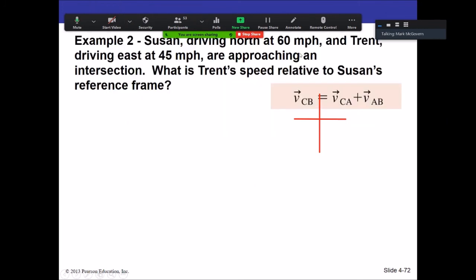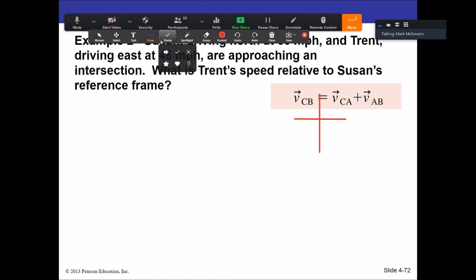Let's do this one. This is a very similar problem. Susan's driving north at 60 miles per hour and Trent is driving east. All right, so let's visualize this. What do we got here?